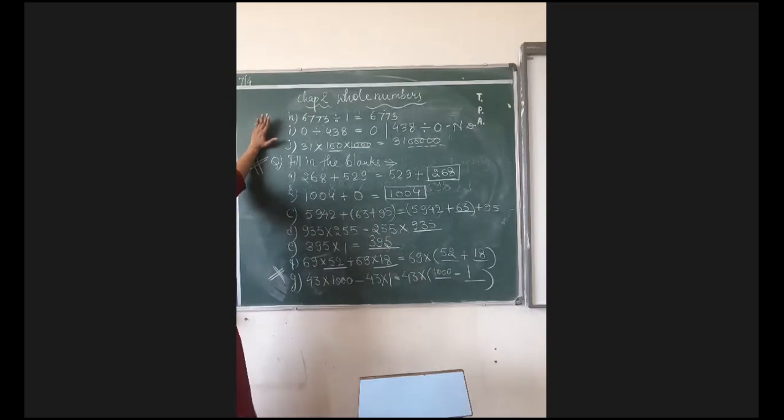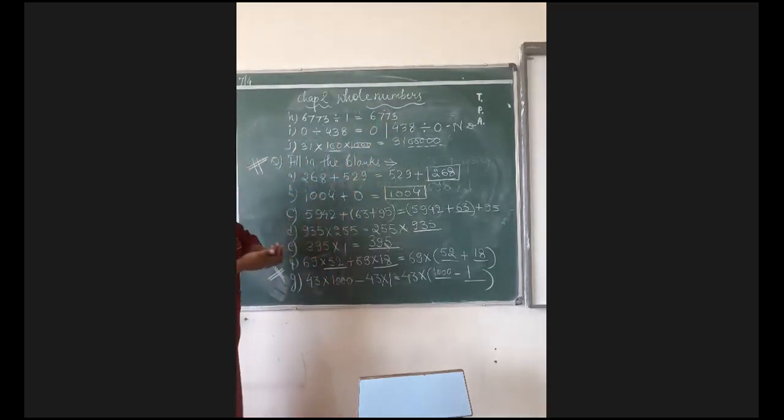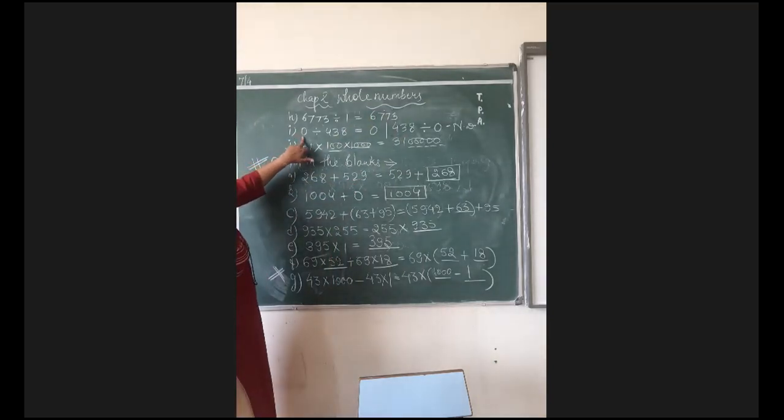Every number comes in the table of 1, and 1 can divide each and every number. So we call 1 a universal factor. So here the answer will come 6,773 only.